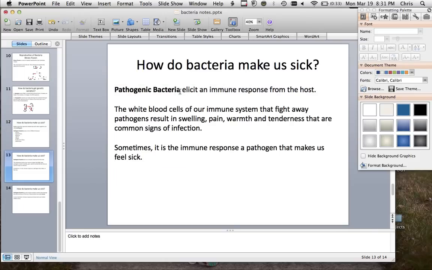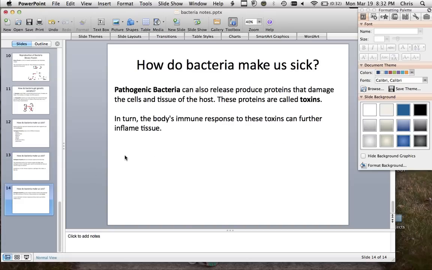How do these make us sick? Well, with these pathogenic bacteria, our body recognizes them as invaders, and there's an immune response, and our body's defense systems attack the bacteria. And in this process of defending ourselves, the white blood cells of our immune system fight away these pathogens, and this results in swelling, pain, and warmth and tenderness around those areas of infection. And those are common signs of infection, and those feelings can make us feel sick. So sometimes the response itself from the immune system is what makes us feel sick.